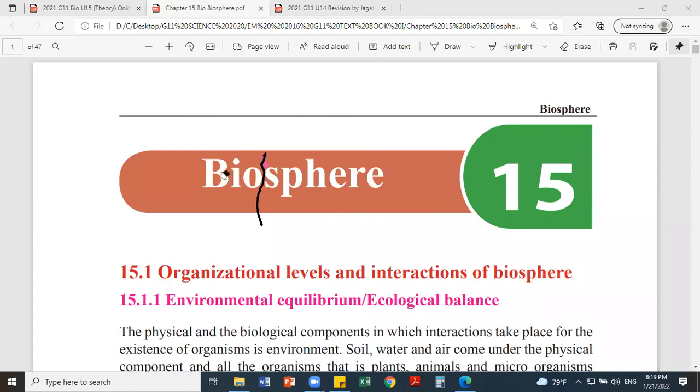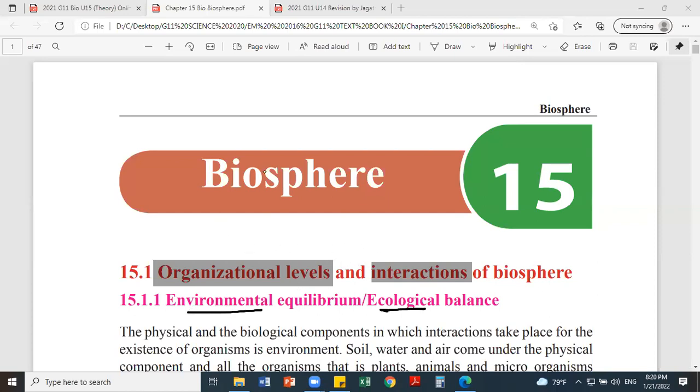And I told you the importance of this lesson. This is the last lesson, and your structured paper has a compulsory question from this lesson. So the first part is the organizational levels of the environment, and the interaction of organisms with each other and with the non-living environment. That's why it's called environmental equilibrium or ecological balance.